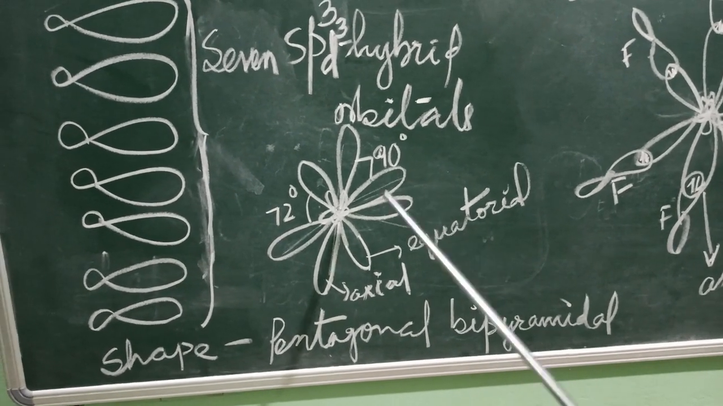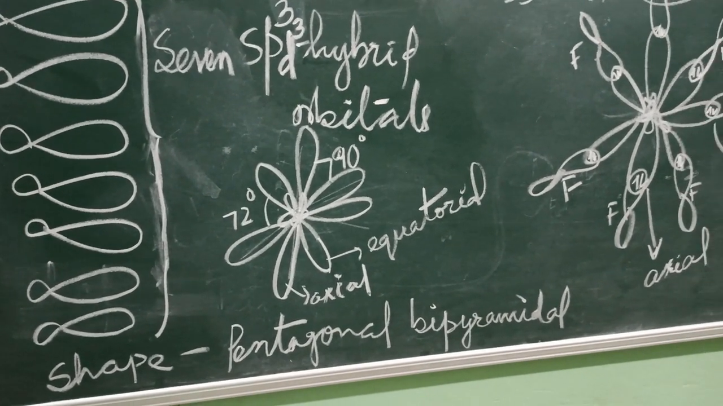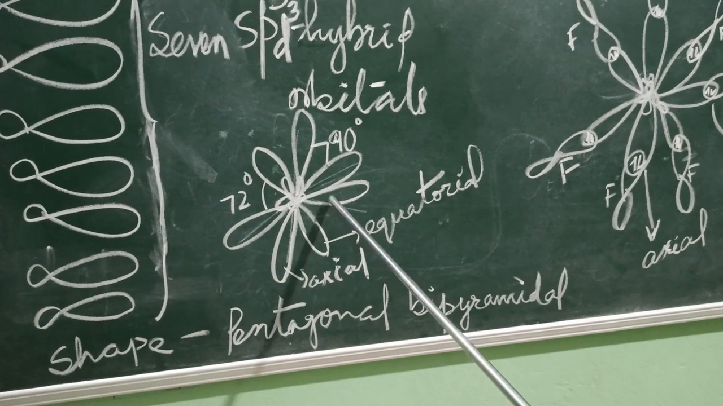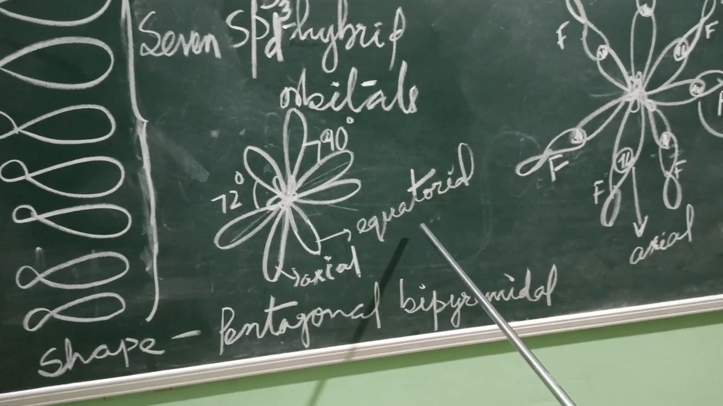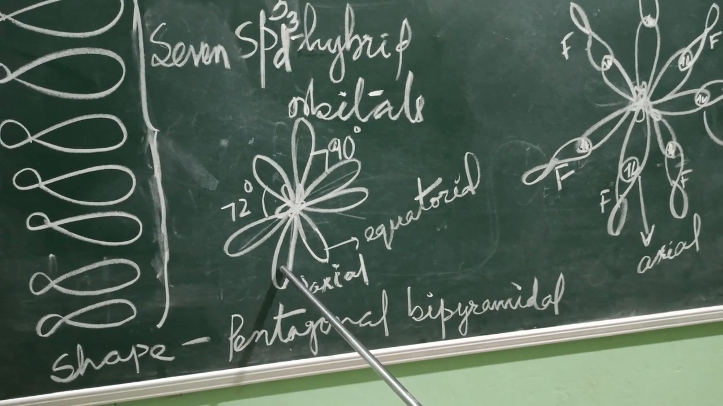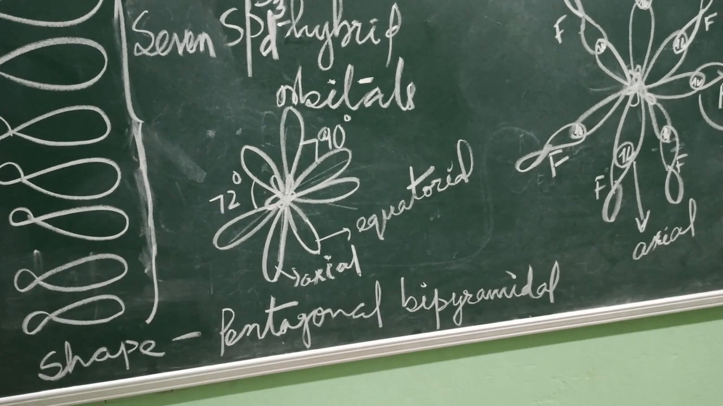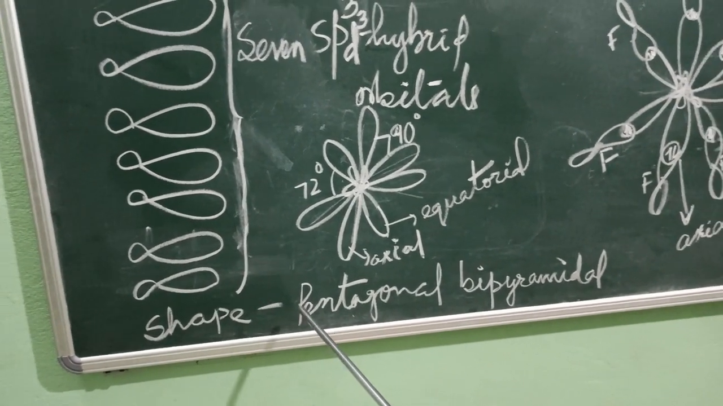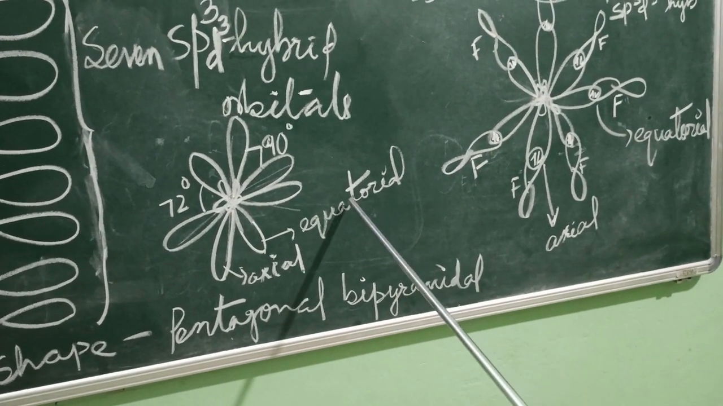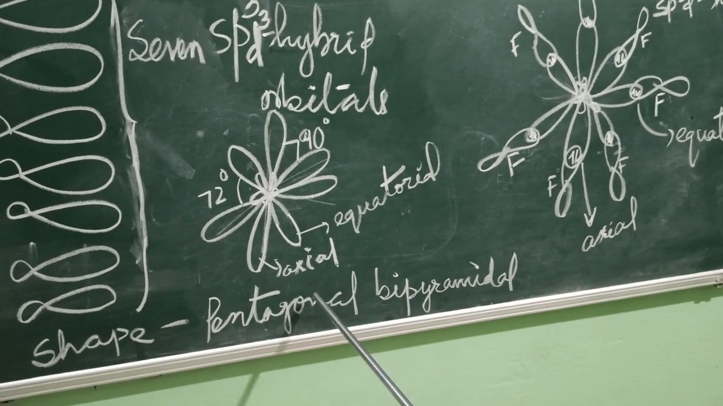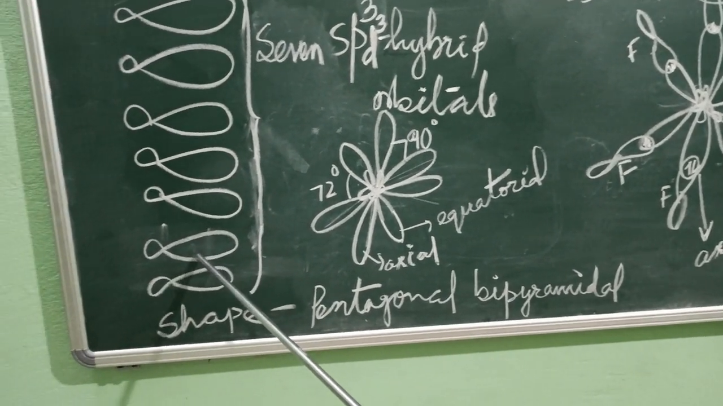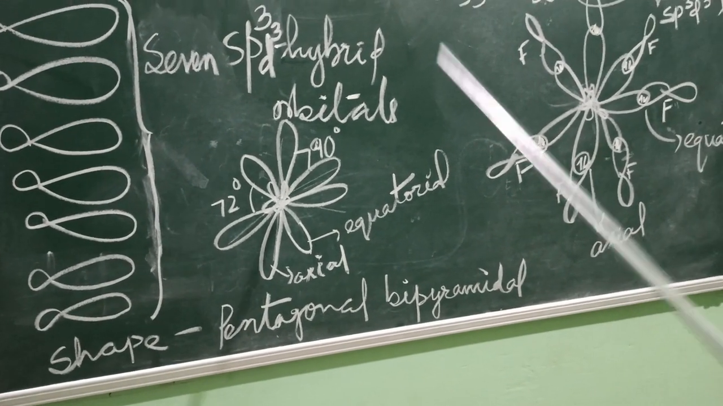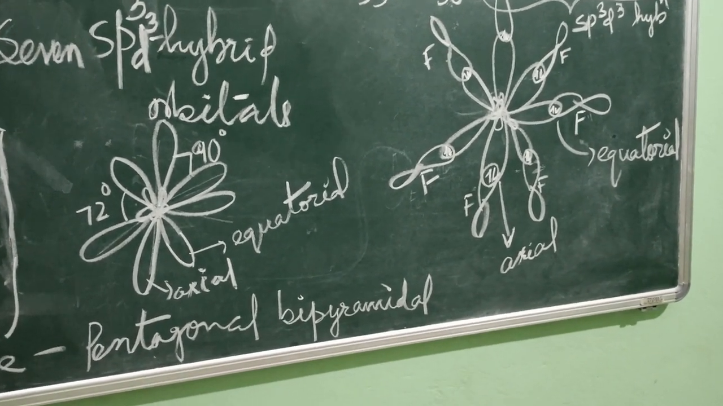They make an angle and remain perpendicular to the equatorial plane. So these are 1, 2, 3, 4, 5 equatorial hybrid orbitals. These two are the axial hybrid orbitals. Thus, making a shape of pentagonal bipyramidal. The 5 equatorial orbitals make the pentagonal plane, to which the rest 2 hybrid orbitals make 2 pyramids, hence bipyramid. We will see through the model.